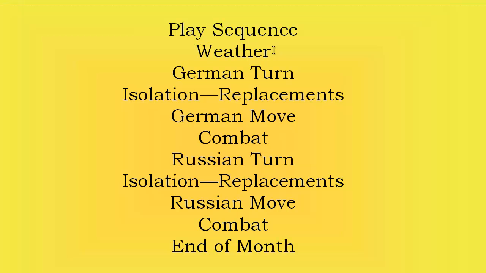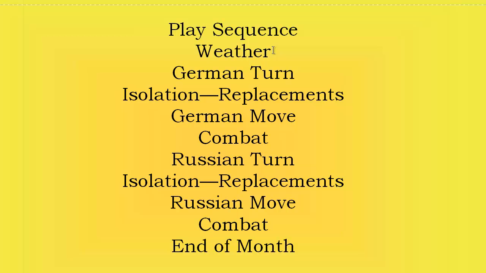So in the German turn, start of the turn, the German applies the isolation rule. There may be isolated units. And then the German takes replacements and perhaps reinforcements. At this stage, the German is allowed to move all of his pieces, subject to the movement rules, the terrain rules, the weather rules, the zone of control rules. But it's the German move. The German gets to move pieces. After the German has moved his pieces, we proceed to the combat phase, in which, if there are German and Russian units next to each other, combat takes place according to the combat rules.